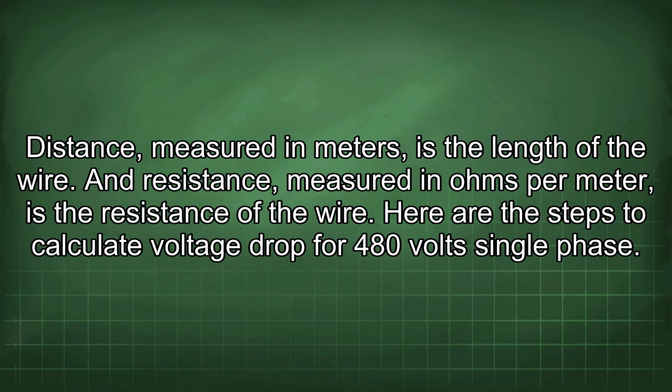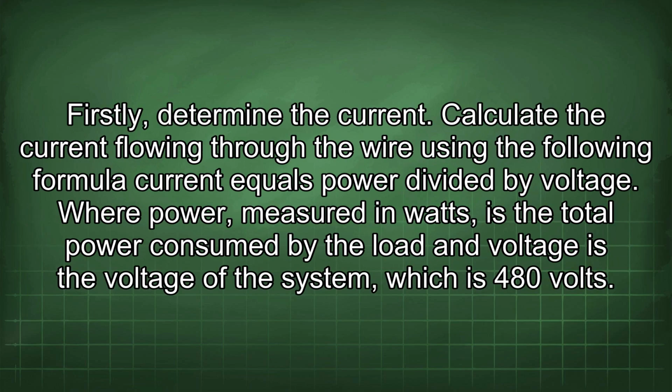Here are the steps to calculate voltage drop for 480 volts single phase. Firstly, determine the current. Calculate the current flowing through the wire using the following formula: current equals power divided by voltage, where power, measured in watts, is the total power consumed by the load, and voltage is the voltage of the system, which is 480 volts.